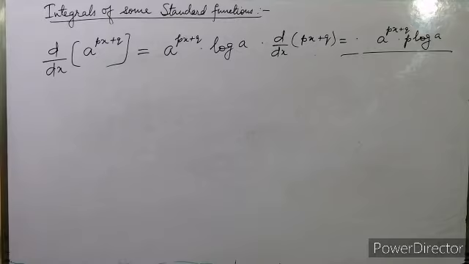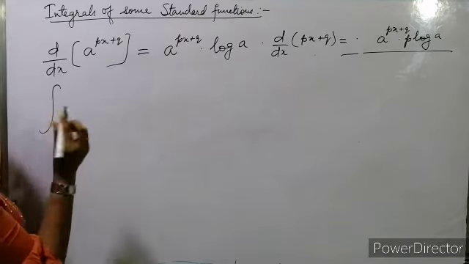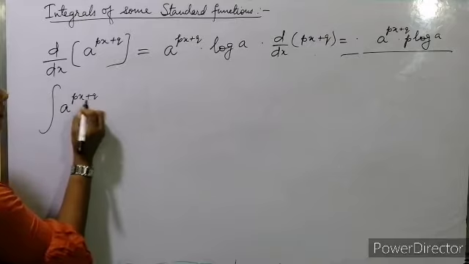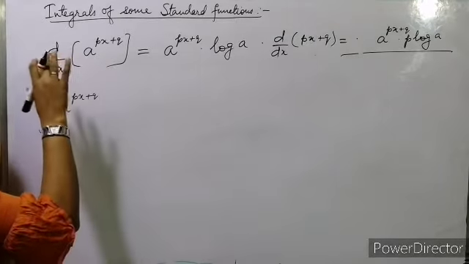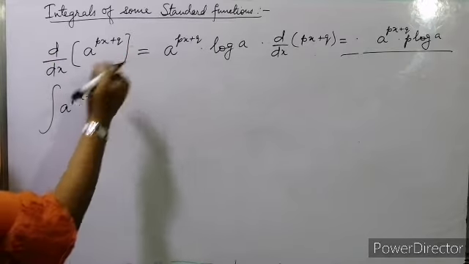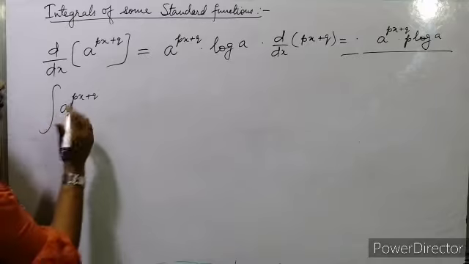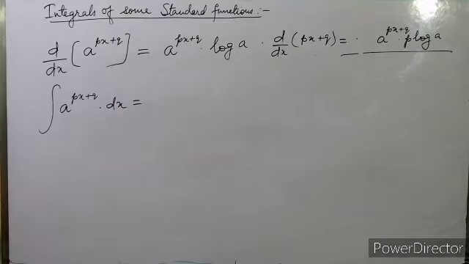So what we'll do now, we have a function. We have to find out the integral of the function a to the power px plus q. The same function we are taking here, and here we just differentiated this function with respect to x. Now here the same function we are taking and we have to find out the integral of this function with respect to x. So what value will we get?